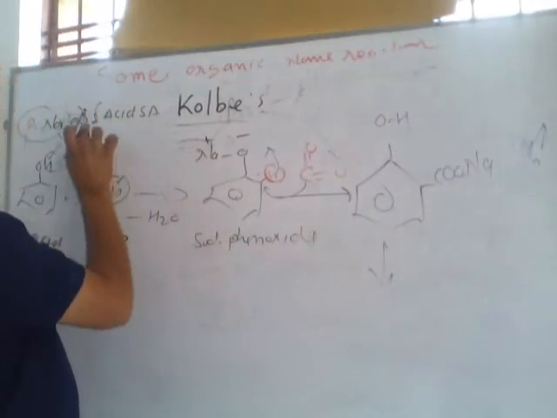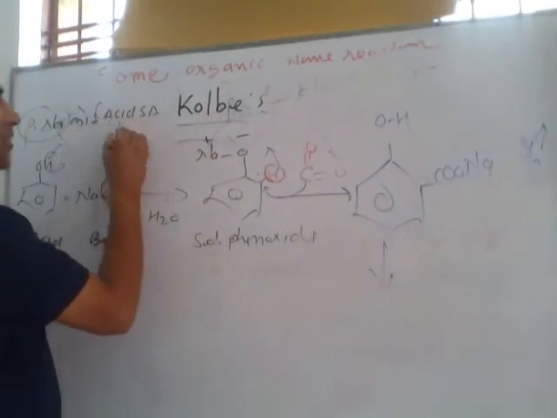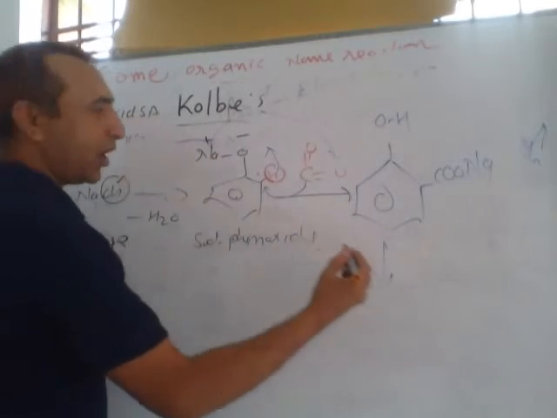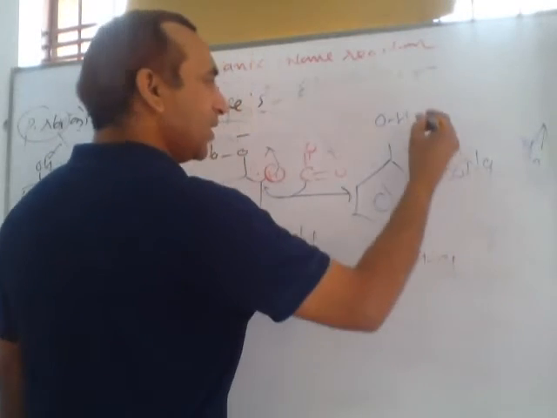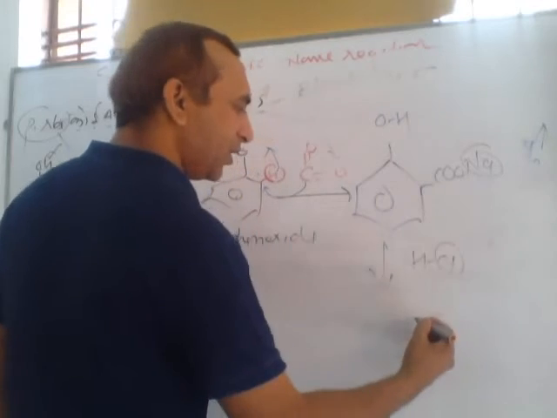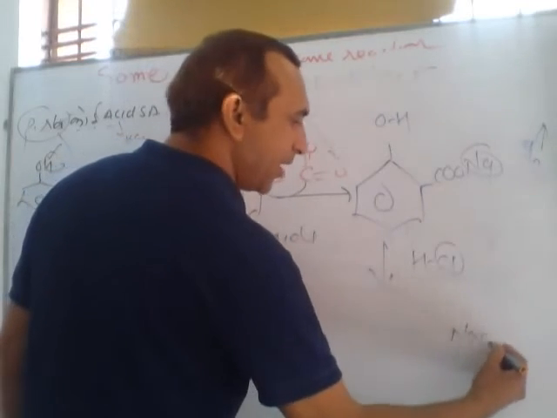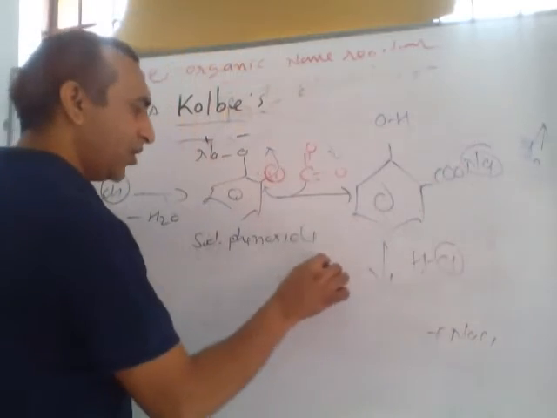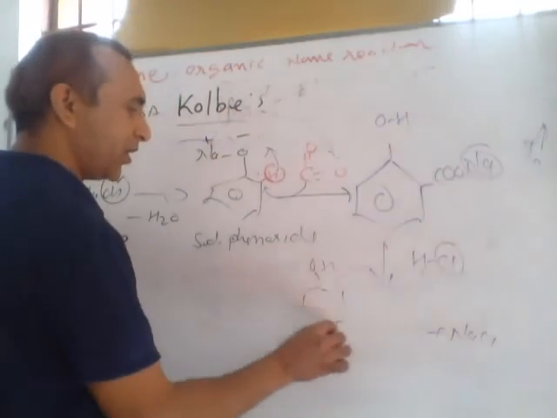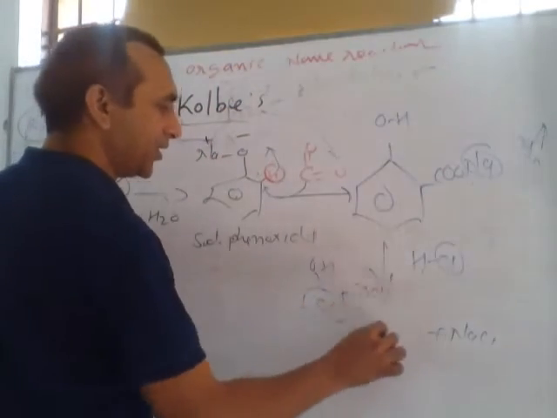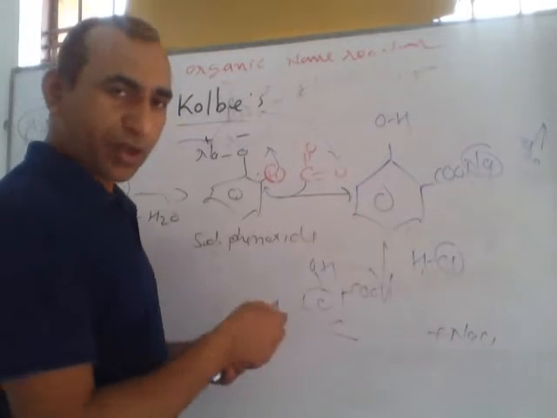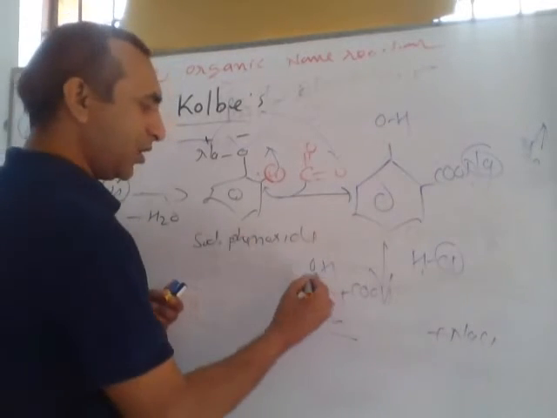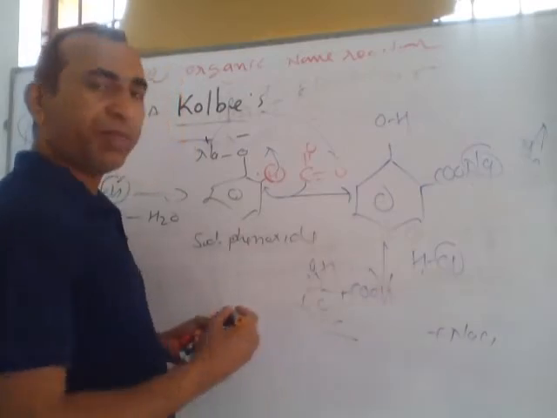And the last step, acid, HCl. So when we react with acid, this Na and chlorine are removed in the form of NaCl, this H joins here, and the compound formed as a product is called salicylic acid. This is salicylic acid. The IUPAC name of salicylic acid is 2-hydroxybenzoic acid.